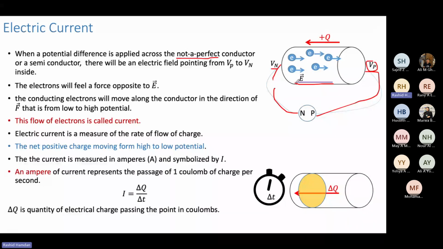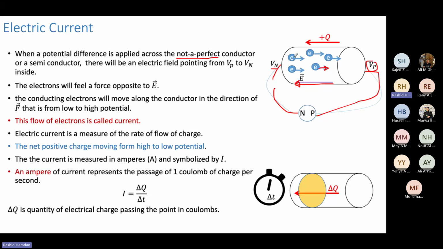Now, if the charges inside the conductor are electrons, these electrons are going to feel a force, and this force is opposite to the direction of the electric field. Even though this material is not a perfect conductor, the electrons still can move. So they're going to have an acceleration and velocity in the direction of the force applied on them, so there would be electrons flowing in this direction.